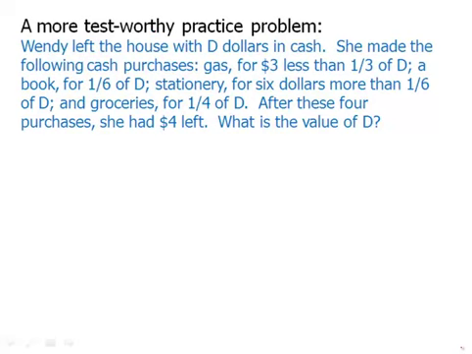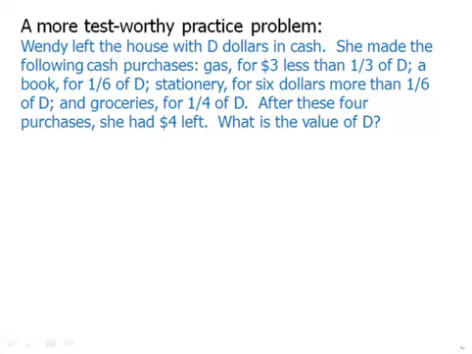Okay, Wendy left the house with D dollars in cash. She made the following purchases: gas for $3 less than 1/3 of D, a book for 1/6 of D, stationery for $6 more than 1/6 of D, groceries for 1/4 of D. After these 4 purchases, she had $4 left. What is the value of D?